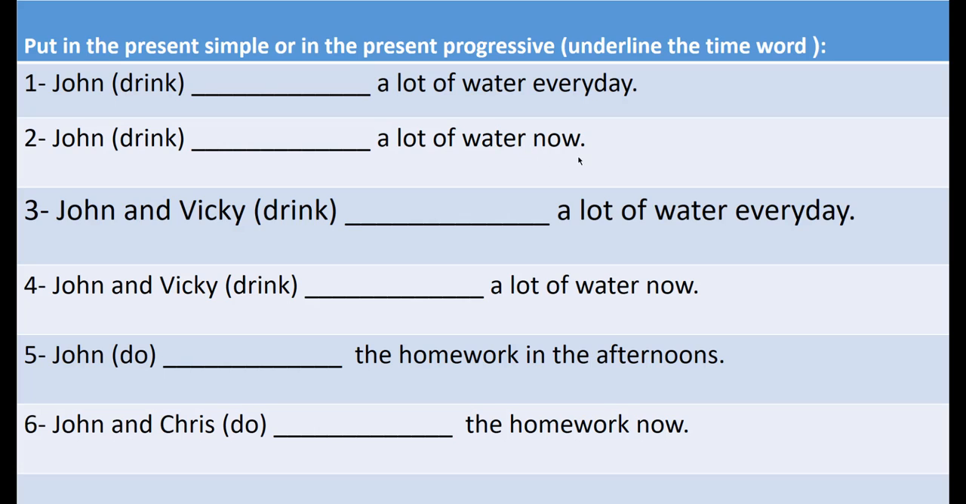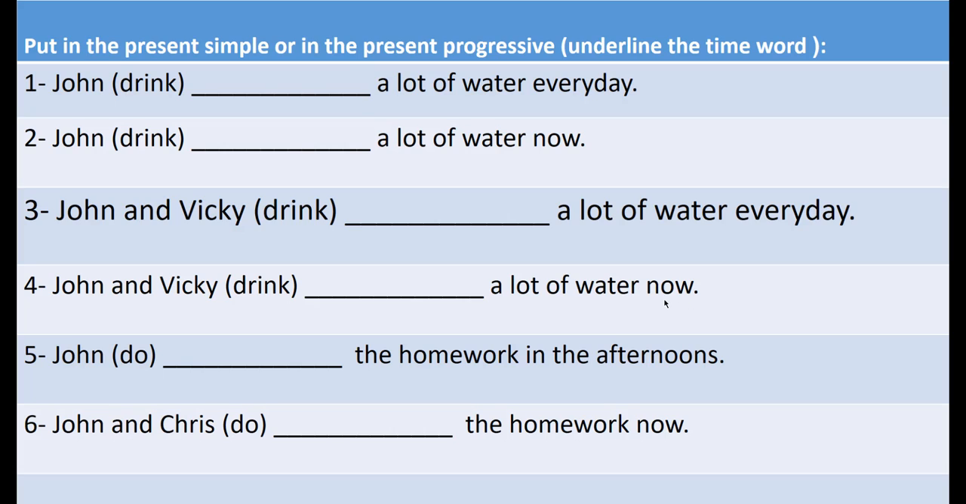We say is drinking. Now here we read: John and Vicky drink a lot of water every day. And here: John and Vicky drink a lot of water now. Which of these two sentences can we put in the present progressive? Is it 3 or 4? Yes, very good. It's 4. Why? Because we have the time word now.